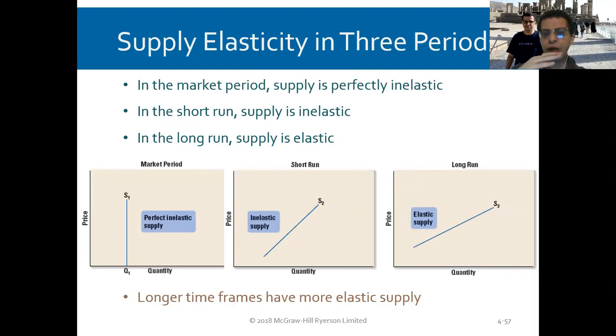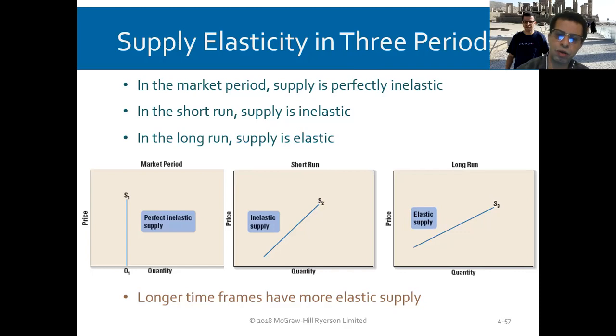So we have in the market, and we're not going to spend so much time on it. The market period supply is perfectly inelastic. A case of perfectly inelastic is, no matter how much you increase the price, the quantity stays there. That's perfectly inelastic. And the short run supply is inelastic, and the long term supply is elastic.